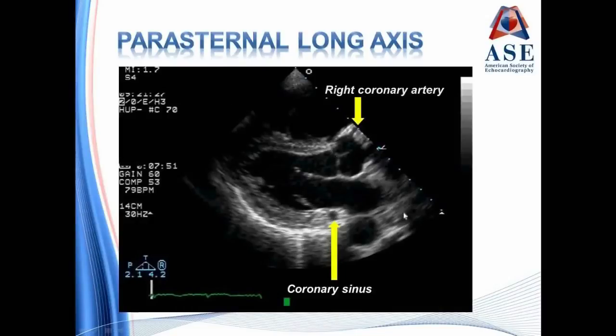Other structures can be imaged from this view. The coronary sinus is seen only when it is dilated, and here we see a dilated coronary sinus in the posterior AV groove. And again, the descending thoracic aorta. The right coronary artery is seen here arising from the right sinus of Valsalva. And now you can see that this is a diastolic frame with the mitral valve opened and the aortic valve closed.